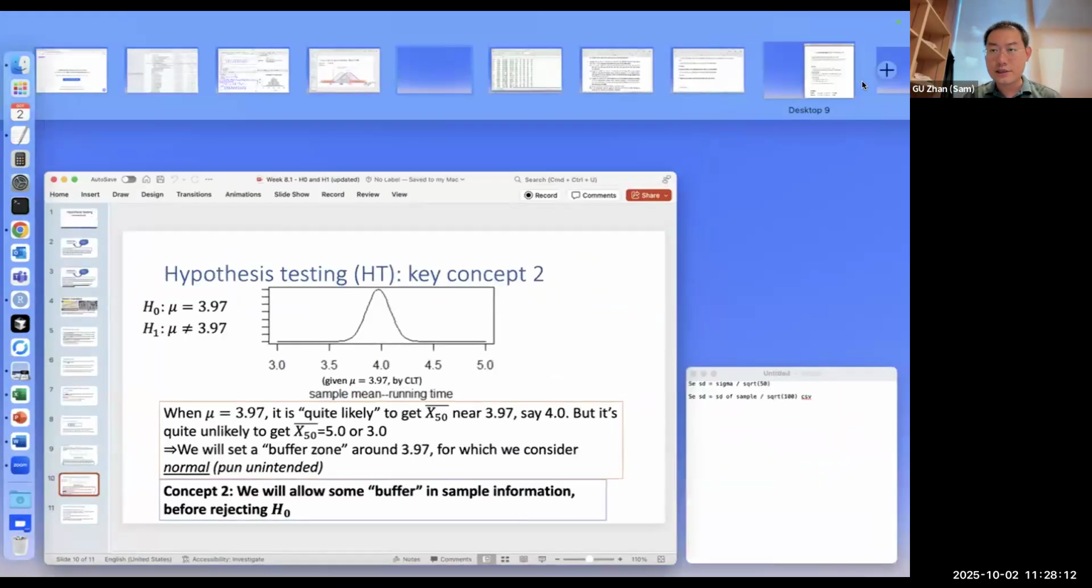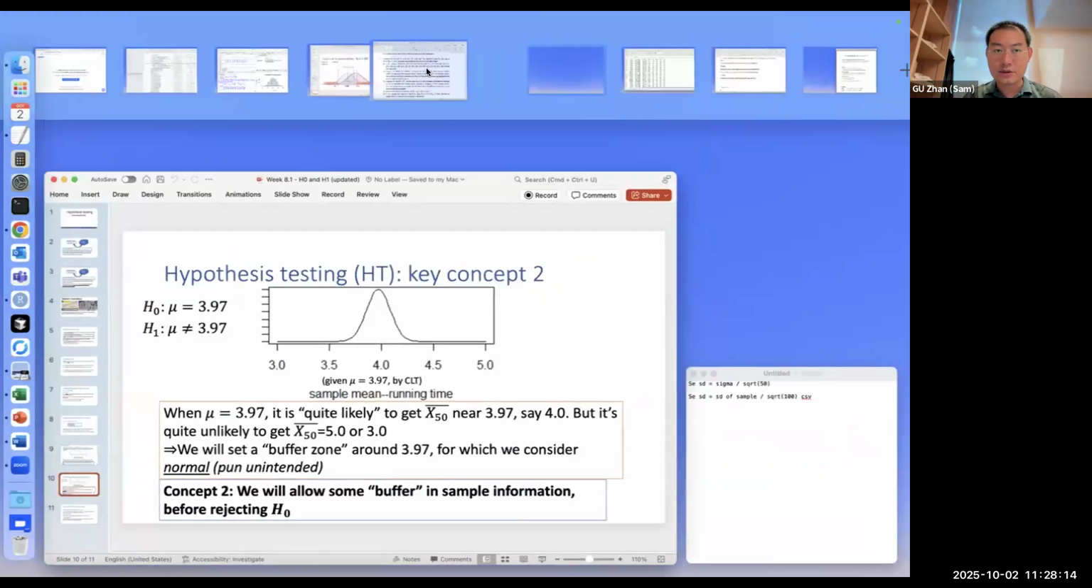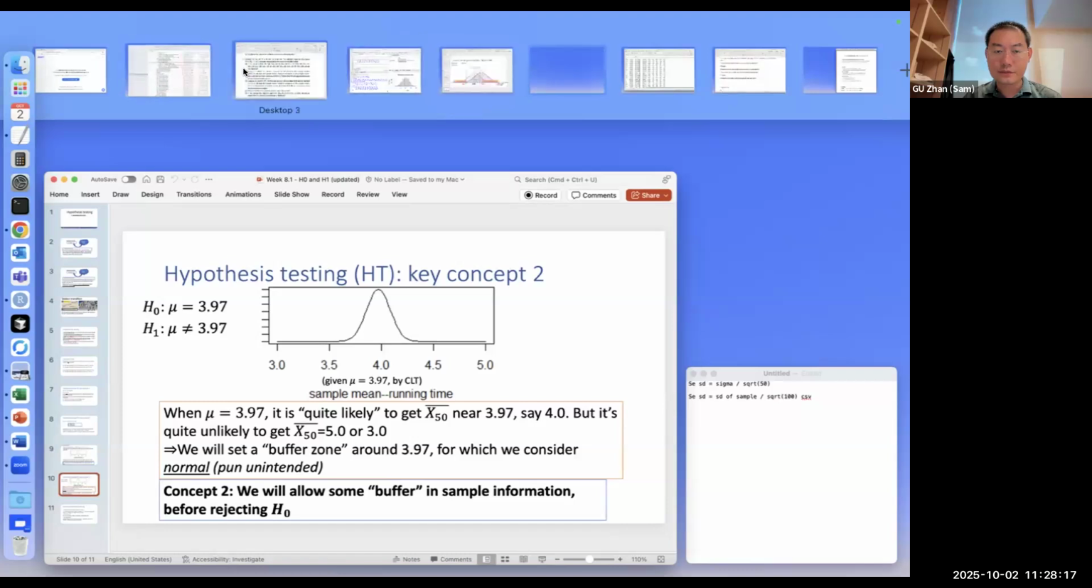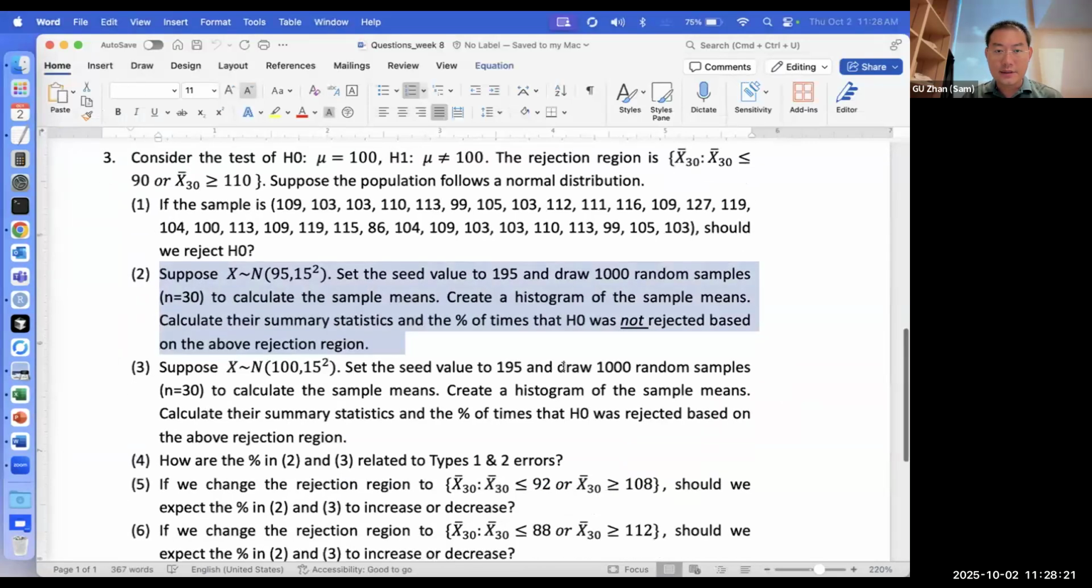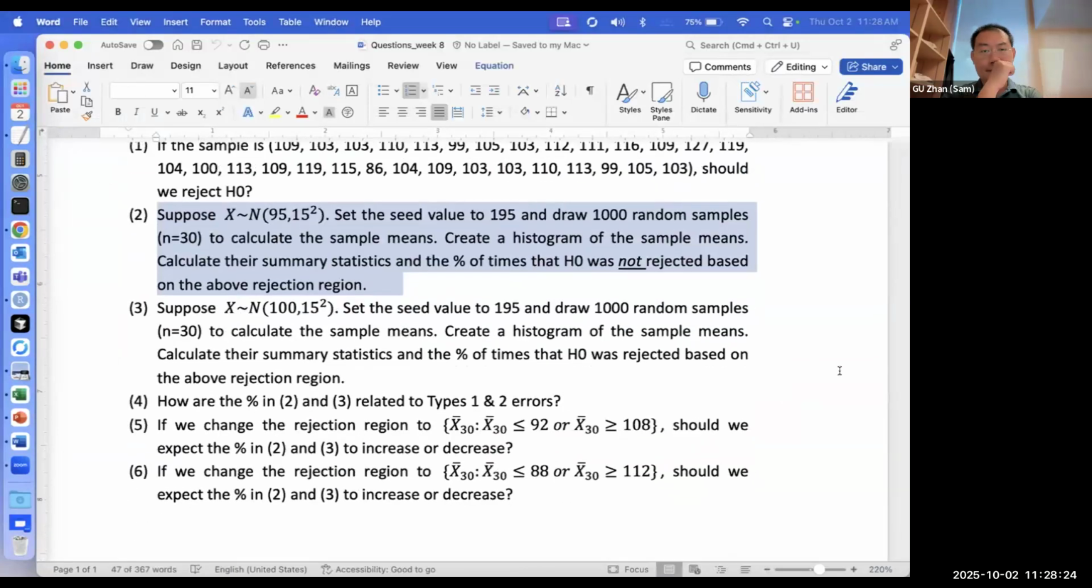So this is question 1. Then we'll look at the next question. Next, suppose now X is a population distribution. Set the seed value to this, draw 1000 sample means, calculate the sample mean, create a histogram of the sample mean, and calculate sample mean statistics: the number of times that H0 was not rejected based on the above rejection region. Okay.